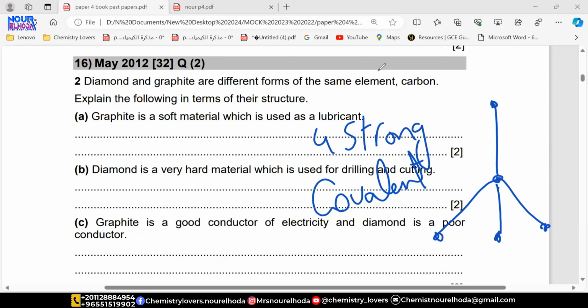I'm going to say because it has 4 strong covalent bonds, so a large amount of energy is required to break these forces.